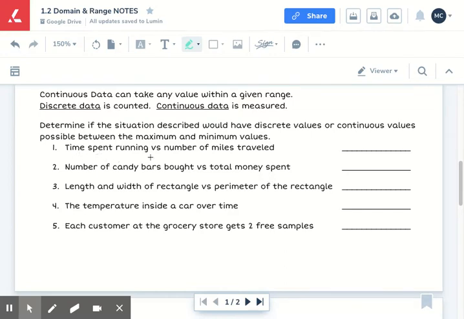So the first one is time spent running versus the number of miles traveled. In order for it to be continuous, both variables have to make sense for all possible values. So time spent running, you can have partial time values. That's perfectly acceptable, like 1.2 seconds. That's pretty normal. Same thing for number of miles. You can go a half of a mile or a quarter of a mile. That makes perfect sense also. So since all of the little values in between the whole numbers on this one make sense, this would be continuous.